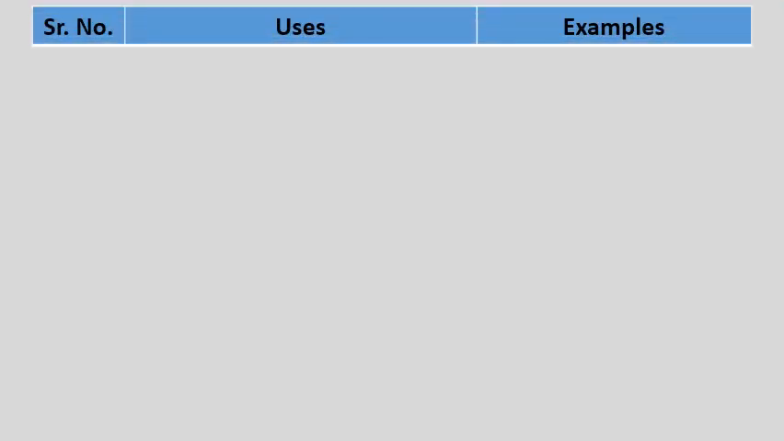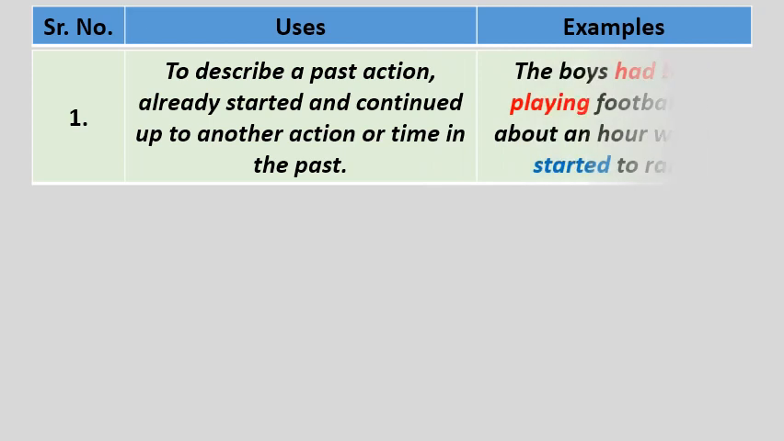Let's see the uses of past perfect continuous tense with examples. Number 1. It is used to describe a past action already started and continued up to another action or time in the past. For example, the boys had been playing football for about an hour when it started to rain.